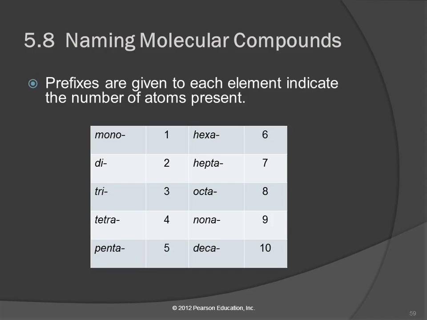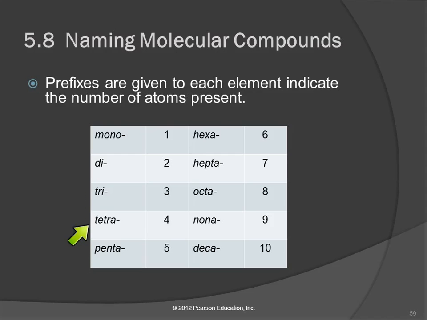These are the prefixes that we're going to use. With the molecular compounds, there are no ions, and so we need to specify in the name how many atoms of each element there are, and we do that using these numerical prefixes. Mono meaning 1, di for 2, tri is 3.